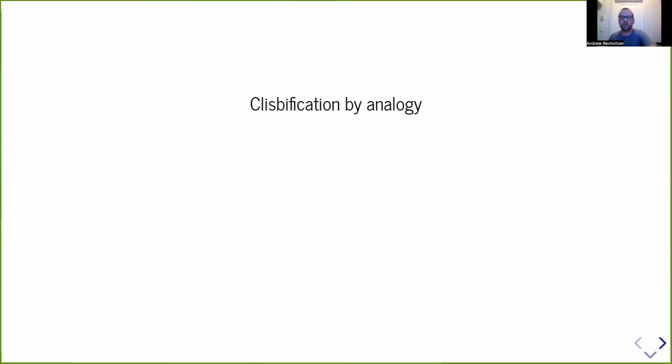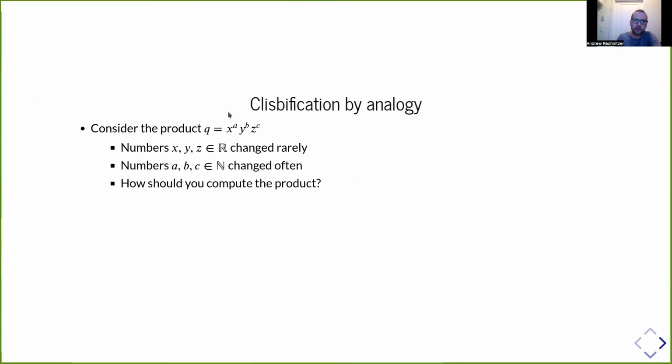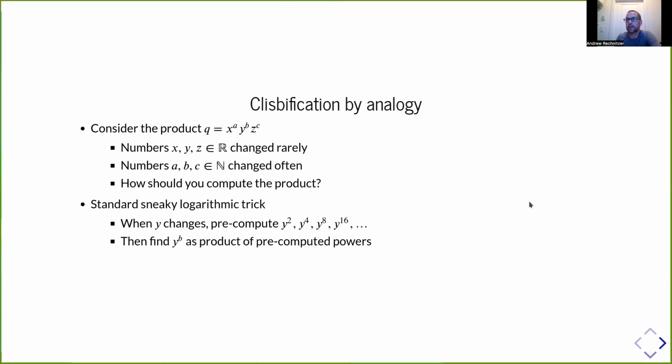I don't think that's really a word. And the way I always think of this is by analogy. If you're trying to compute some product of numbers, x to the a, y to the b, z to the c, and the numbers x, y, and z change rarely, but the numbers a, b, and c change frequently, how should you compute that product? Well, the answer is that you should do some standard sneaky logarithmic pre-computation.